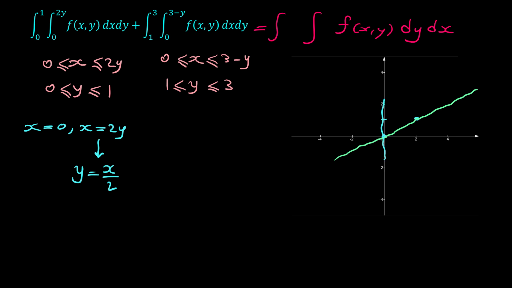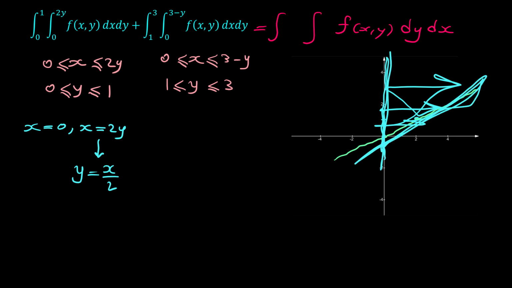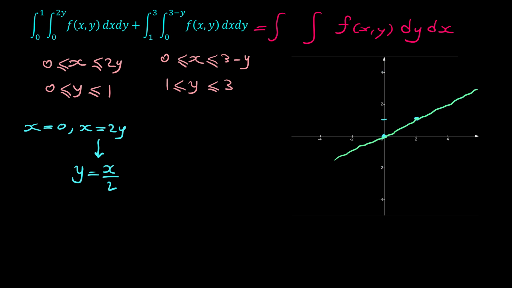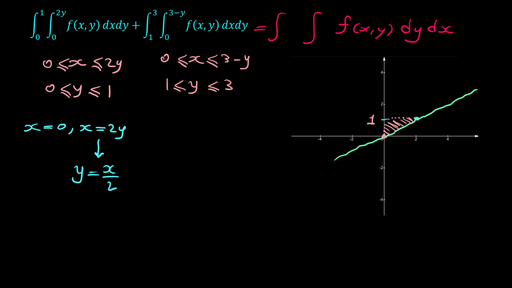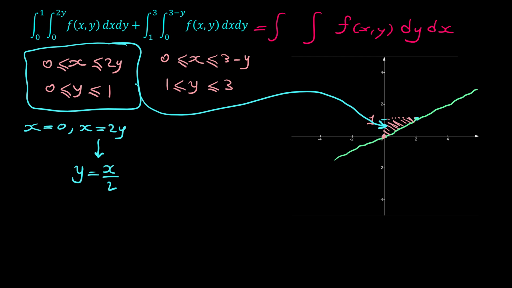Attention, x starts from this line and it continues to the right up to this line. So we are in this region. But attention, we have another condition. In the region, y is between 0 and 1. Here y is 0, here y is 1. So we are limited only to this part of all of this region. So these two equations together describe this small triangle that you can see here.